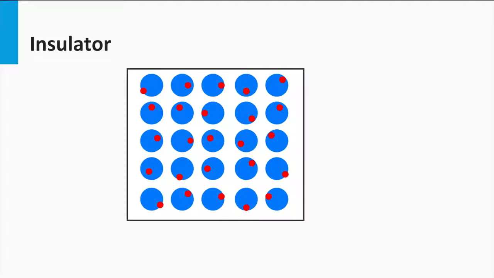Materials which do not conduct electricity are called insulators. In insulator materials, the ocean of free moving electrons are missing. All electrons are bound to the background atoms. As you can see in the figure, the red dots represent the electrons and are glued to the blue atoms.